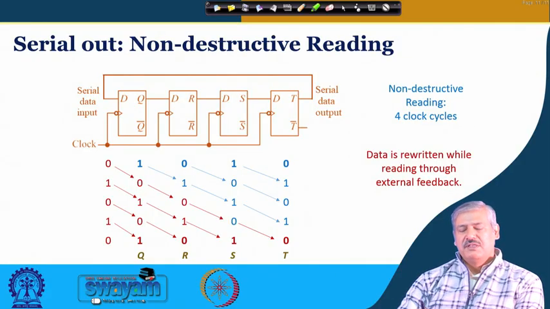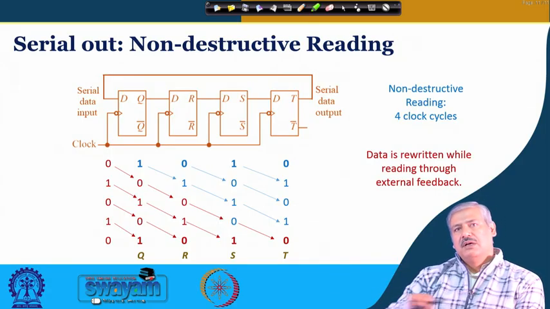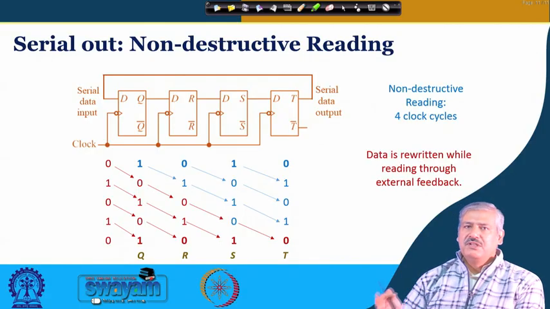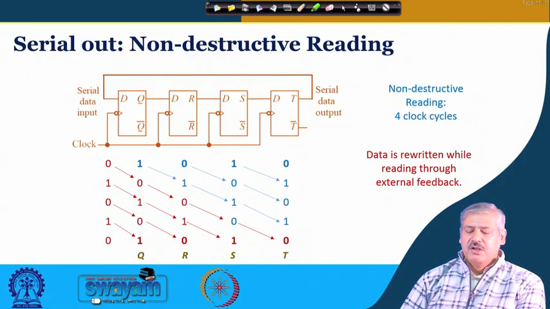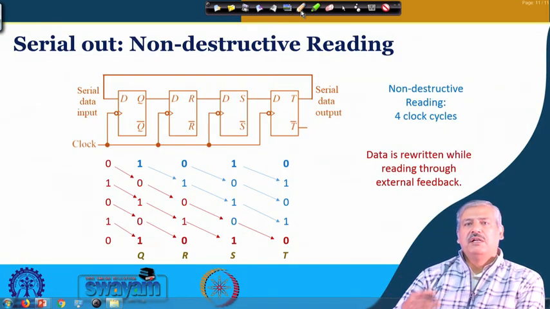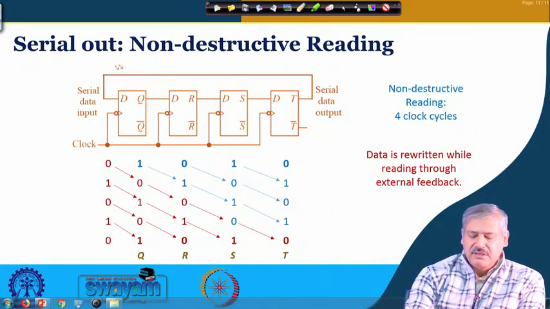Okay. But in serial out, we have seen that while you are reading the data from the output terminal, what is being shifted in is either 0 or 1 or any other value. So, the original data is getting lost. Okay. So, one way to prevent that and allow multiple time reading is to use an external feedback. Okay. So, the one that you see as a connection like this.